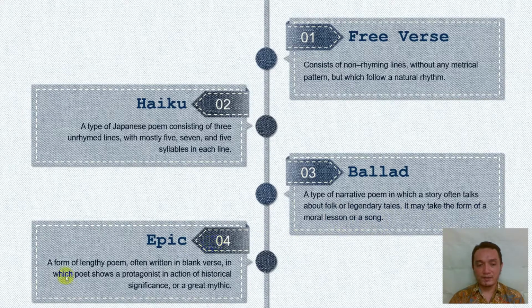Number 4 is epic, a form of lengthy poem. This poem commonly has long lines and syllables, and also stanzas. Many stanzas are included in an epic. It shows the protagonist in action of historical significance or a great myth.